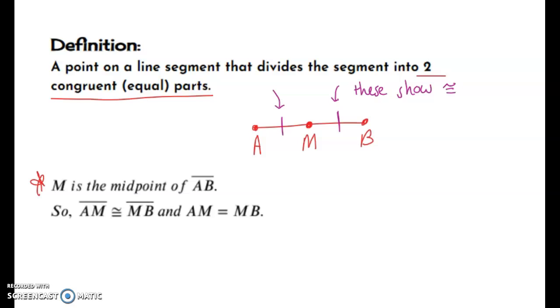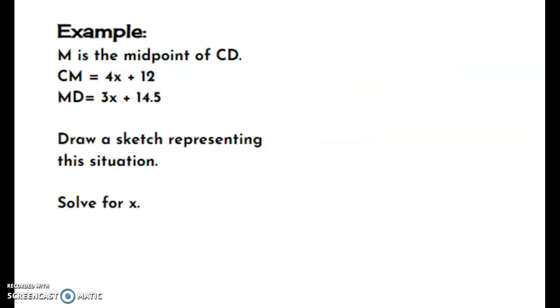So if it says M is the midpoint of AB, then you know that AM is congruent to MB, which tells you AM is equal to MB. And that's what knowing something's the midpoint does. Let's do the example. It says M is the midpoint of CD. It tells us that CM is 4x plus 12 and MD is 3x plus 14.5. So it wants us to draw a sketch representing this situation. In geometry, anytime you can, go ahead and draw an image if they don't give you one. It always will help clarify things.